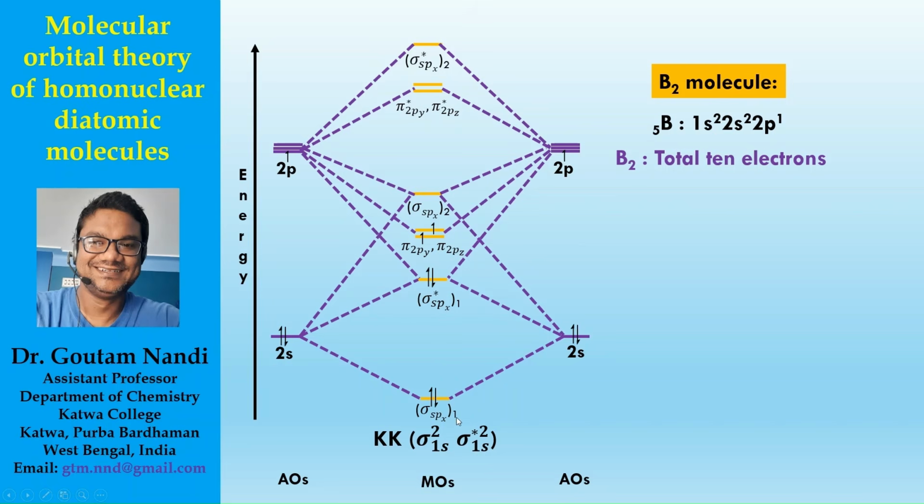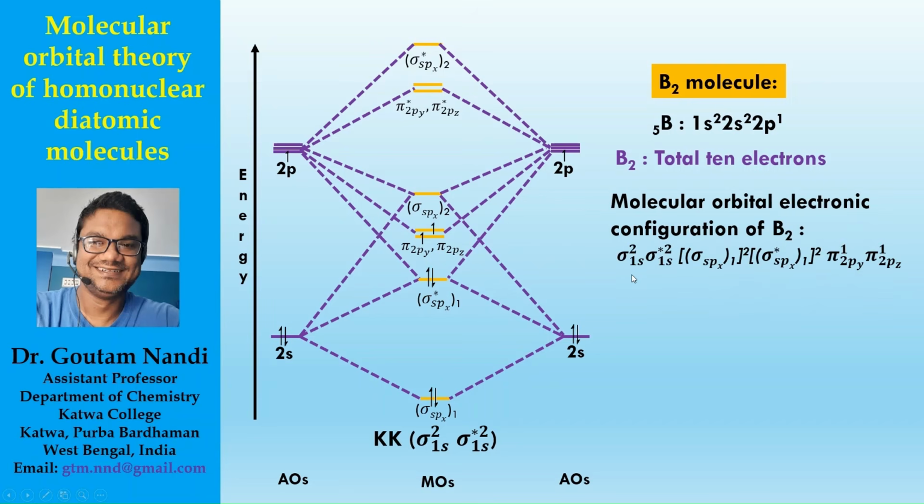The sigma spx1 will be with the 2 electrons, sigma star spx1 will have also the 2 electrons, and the pi 2py and pi 2pz will contain 1 electron each. Okay, so the electronic configurations will be sigma 1s2, this is coming from the KK shell, sigma star 1s2, then sigma spx1 2, sigma star spx1 2, pi 2py1 and pi 2pz1.